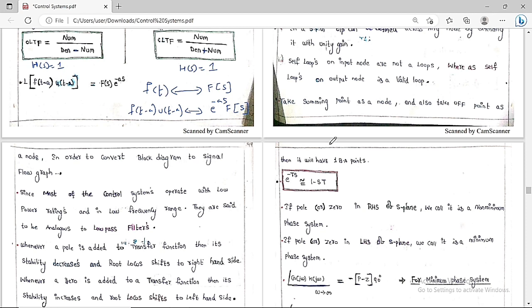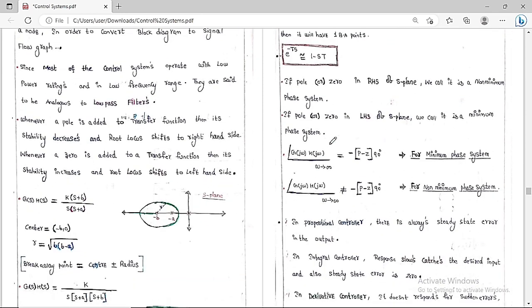So therefore, in this way we are going to convert the block diagram to the signal flow graph.